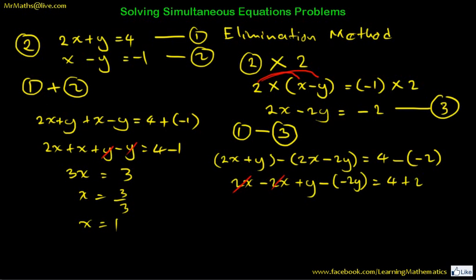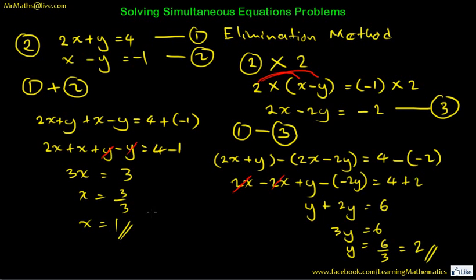Now what about y? y minus 2y becomes plus 2y, which is equal to 6. So 3y is equal to 6. So y is 6 over 3, which is 2. Okay, so this is the solution. x is 1 and y is 2.